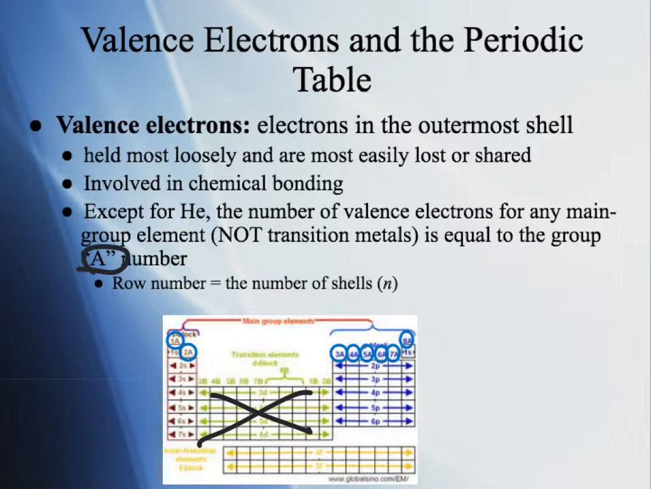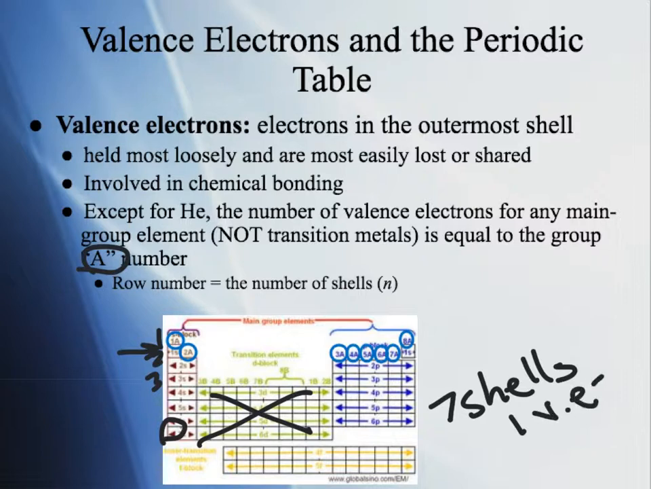And we had also mentioned that, remember, the row number, like this is row 1, 2, 3, etc., is the number of shells for those electrons. So this guy down here, francium, would have 7 shells full of electrons, and his last electron, his valence shell, the 7th shell, will only have 1 valence electron in it. Okay, because he's in group 1A. So that's a little intro for valence electrons. Let's take a look a little deeper.